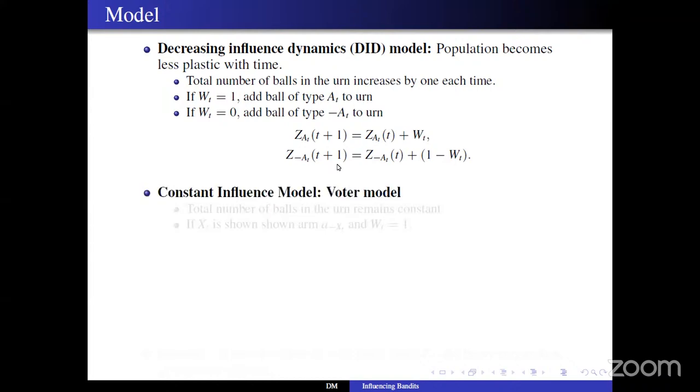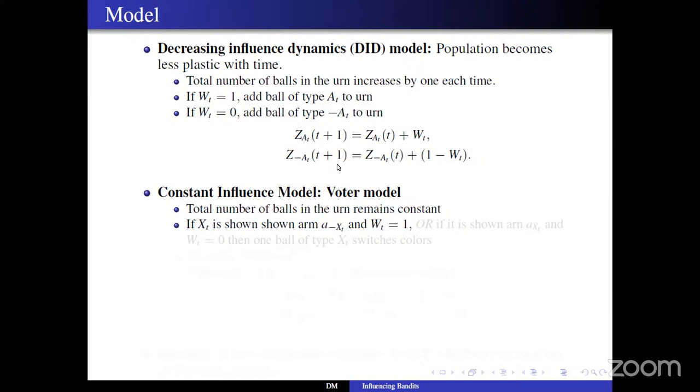Okay, so the consistent inference model changes one aspect of it. The total number of balls doesn't keep growing. It just stays fixed. So you can see what happens here. As more and more balls get added into the urn, the fraction by which any type increases gets smaller and smaller. So that's the decreasing influence part. If you keep the number of balls constant, then the change that you can induce in the type of the population is larger. So here I keep the number of balls constant, but how I update the content of the urn is a little different.